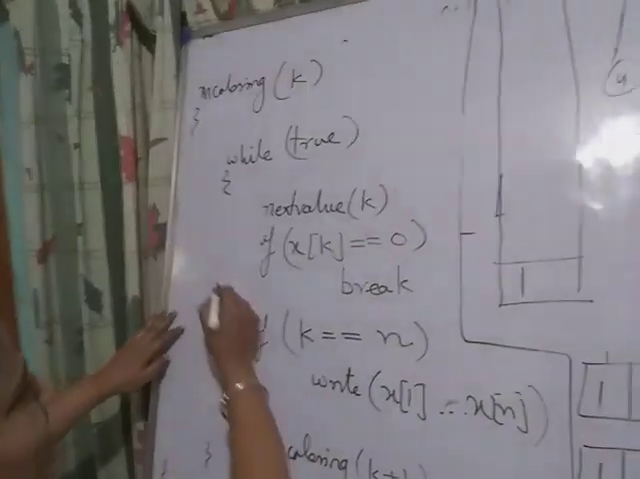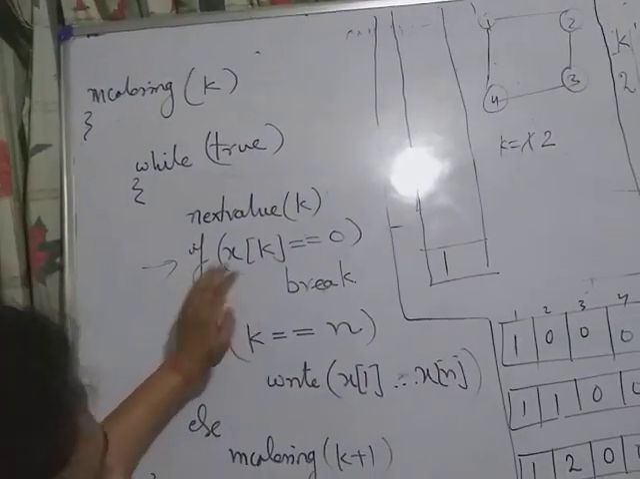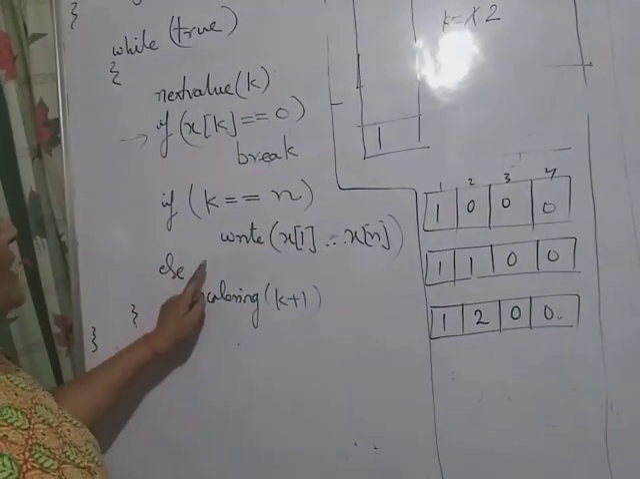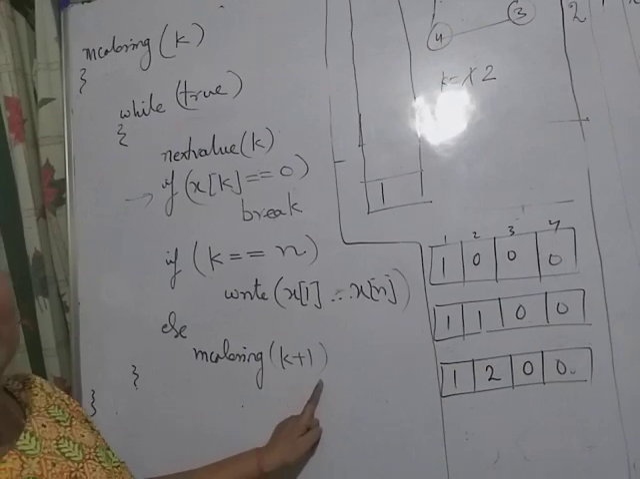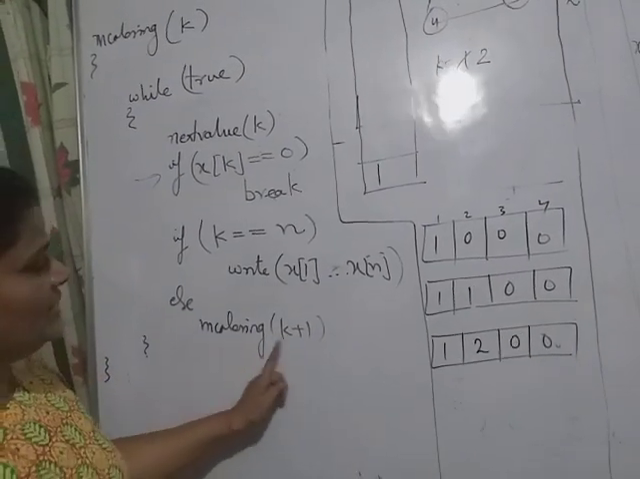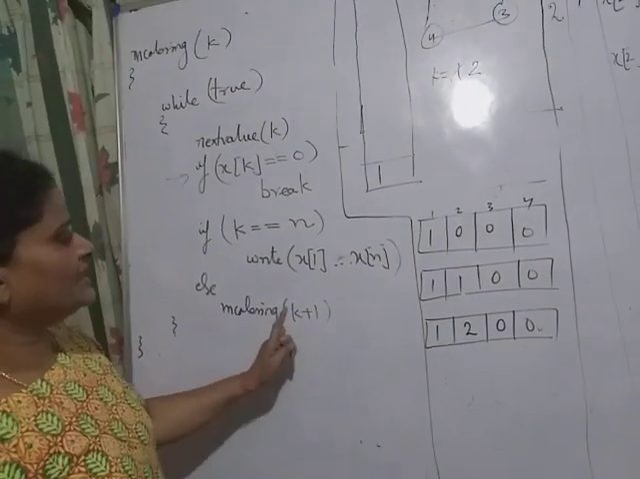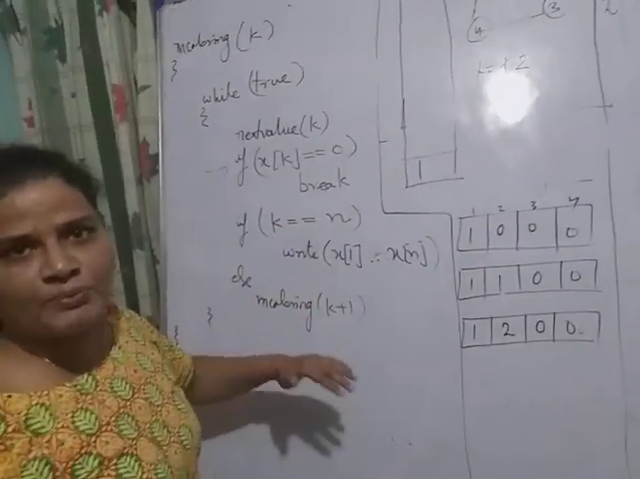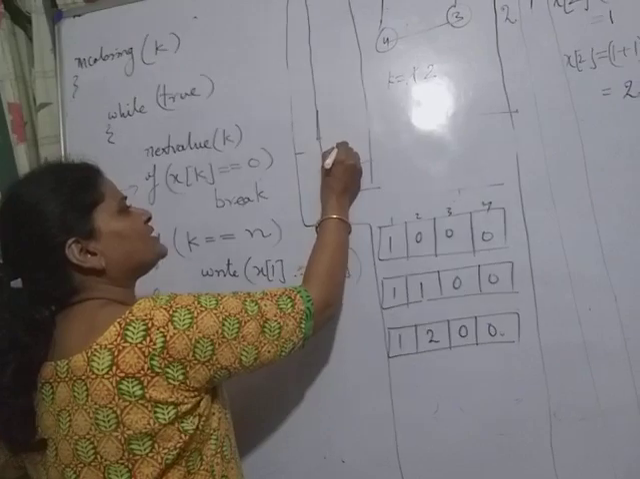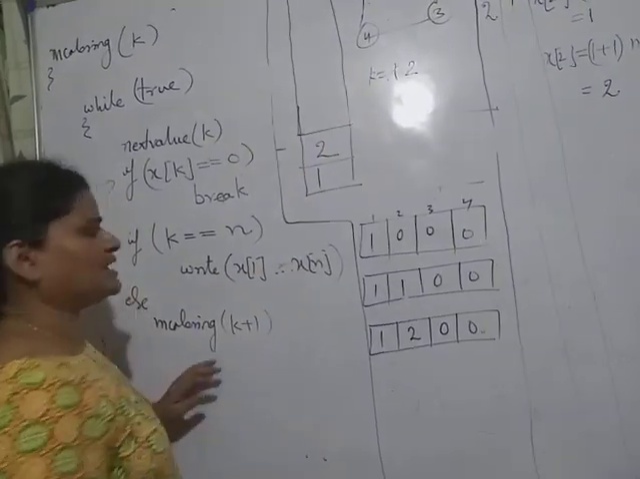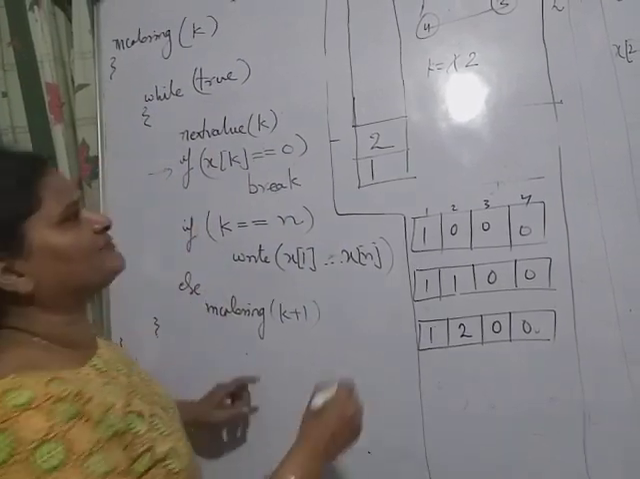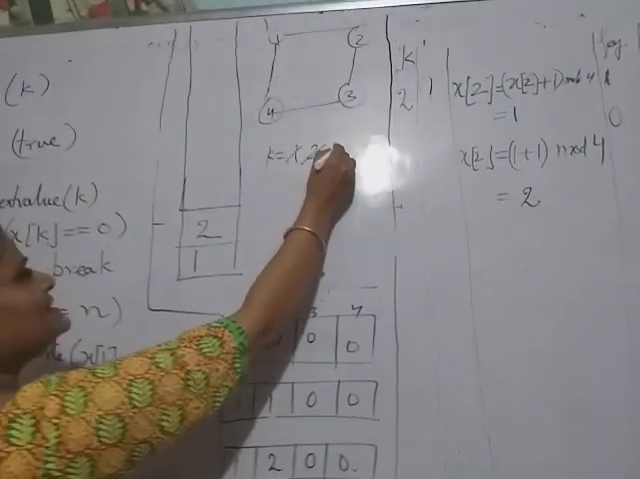Here x2 is not 0 and k is not equal to n, so it will call m coloring k plus 1. Because this is a recursive call, the current value of k will be pushed onto the stack. So the value of k, 2, is pushed onto the stack and the function will be called with the new value of k, that is 3.